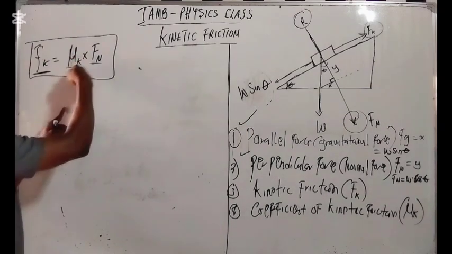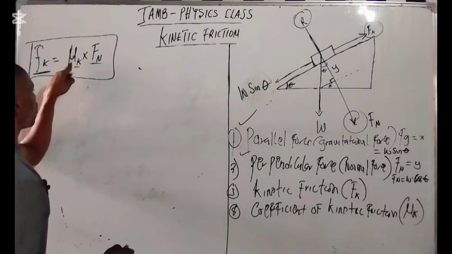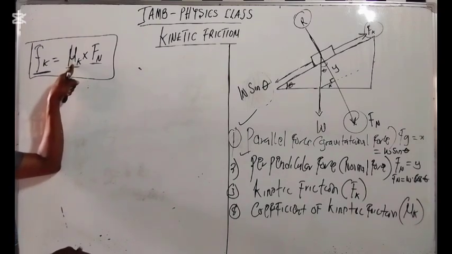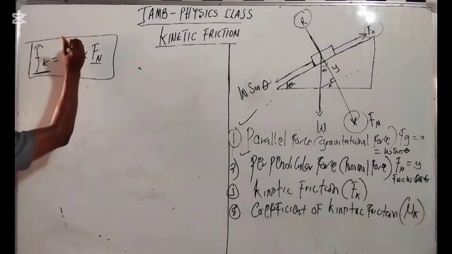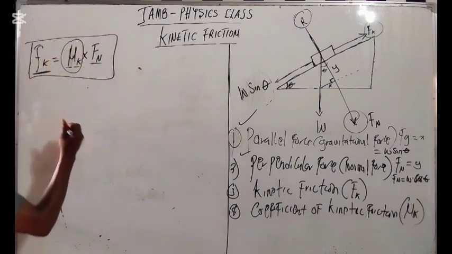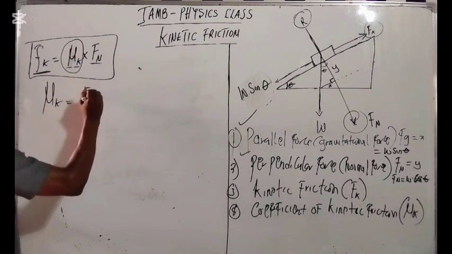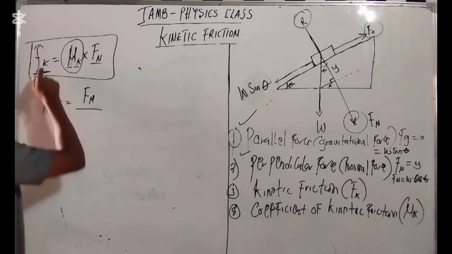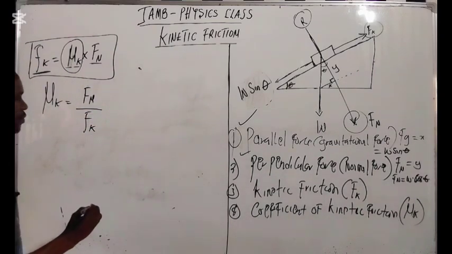Now let's resolve this coefficient of kinetic friction. If you make this the subject of the formula, you have to do this: coefficient of kinetic friction equals the normal force over the kinetic friction. Do you see that?